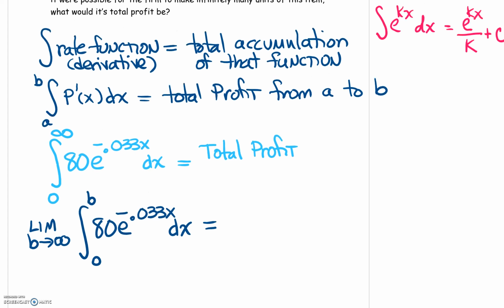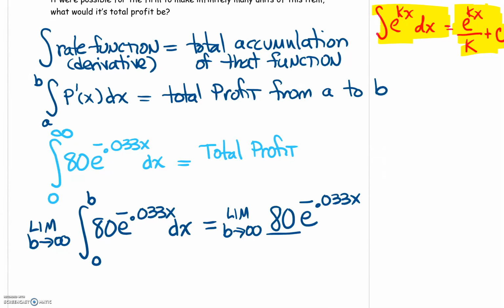So if you recall, we have the rule for antiderivatives of functions of the form e to the kx. We're going to apply that here. The 80 is just a constant, so that's going to stay the same. Let me keep my limit in front of this as we go. So we keep our 80 here, and then the antiderivative of the e part stays e to the negative 0.033x, but divided by negative 0.033. And then we're going to evaluate this from 0 to our value b.